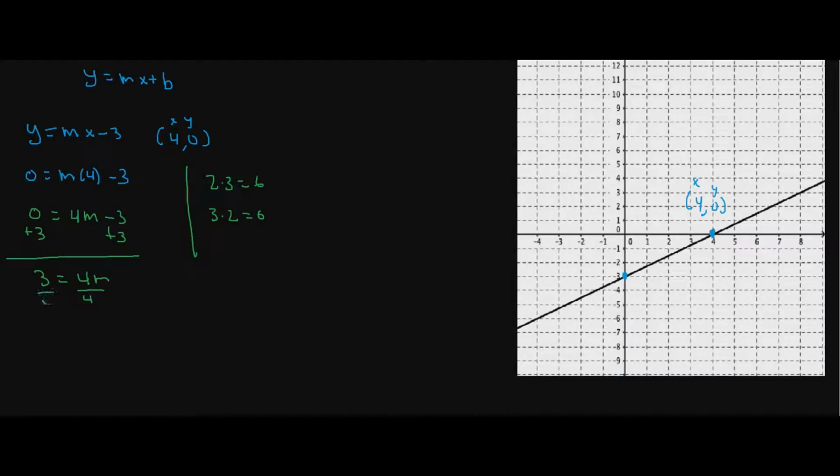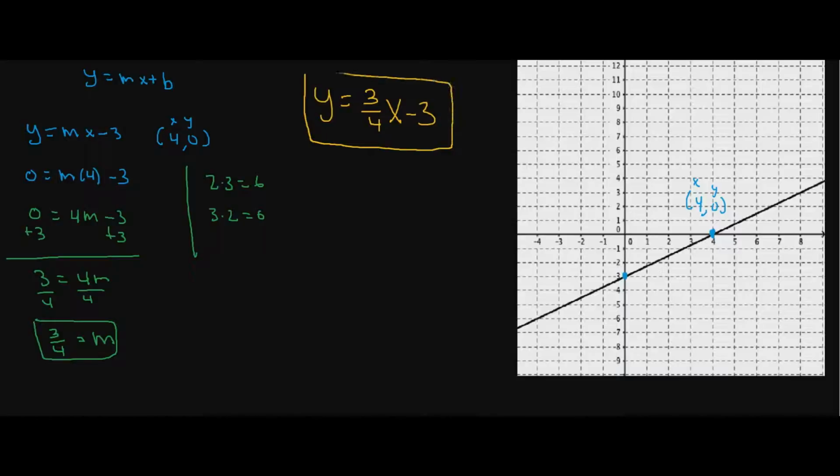Now I divide by 4. Okay, so you'll notice my slope is 3 over 4. So my full equation, my actual equation, is going to be y is equal to 3 over 4 x minus 3. Well, what does that mean, right?